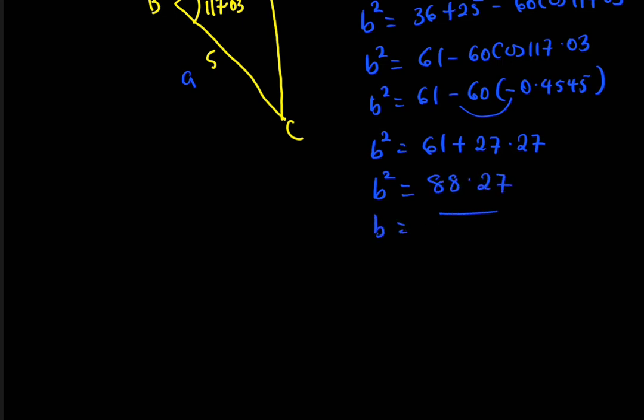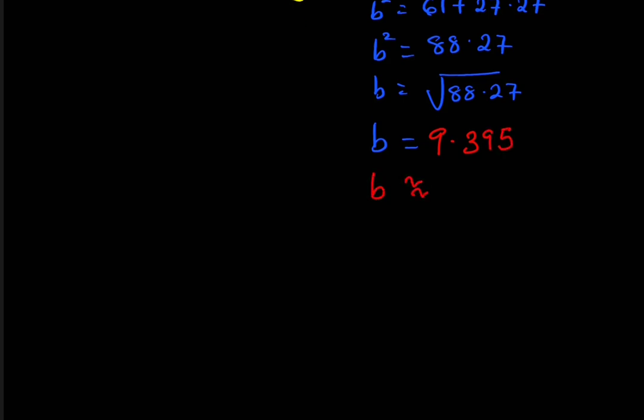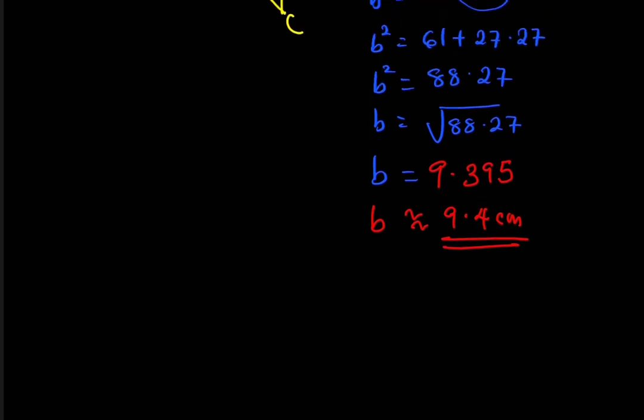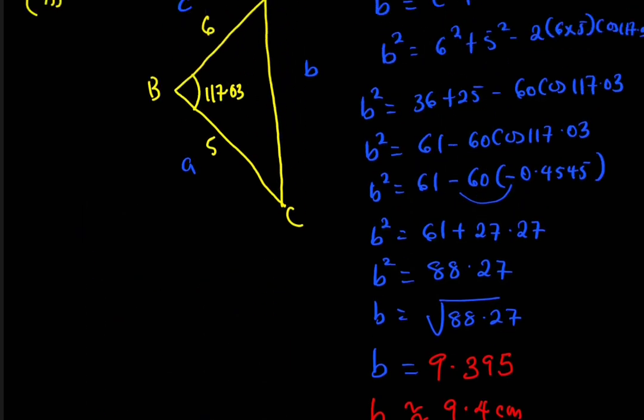Now adding it together, b squared will be equals to 88.27. So b is going to be the square root of 88.27. The square root of 88.27 will give us 9.395, which approximately we say is 9.4 centimeters. So this is what we have. Therefore, our AC that we are asked to look for is actually 9.4 centimeters. So that is all about the question. We've actually found everything that we need to find.